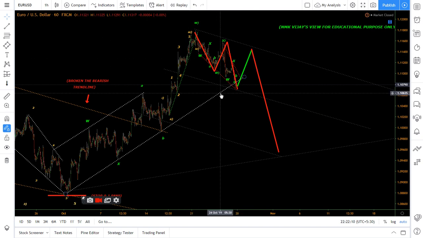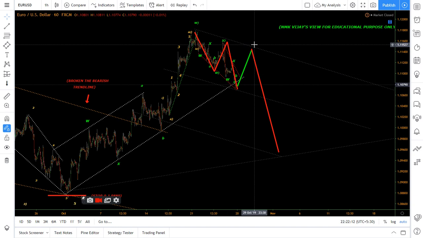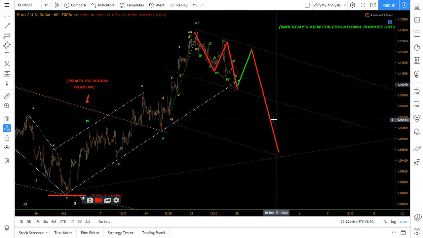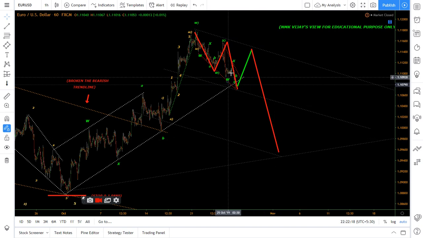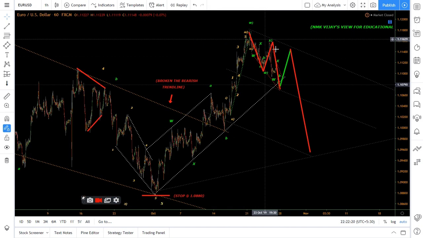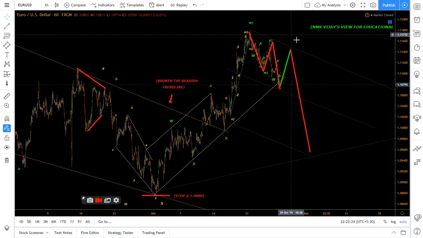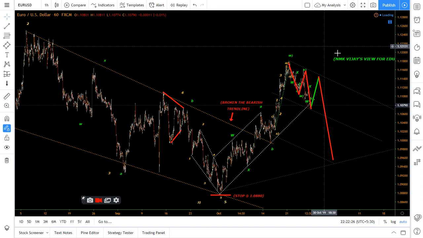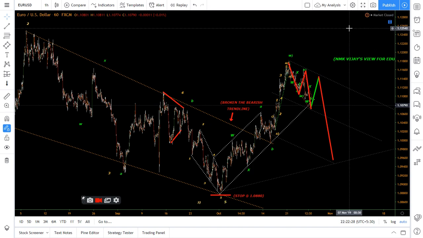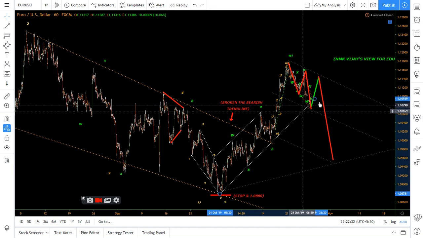So this is my view for the coming week. Either it will go to this zone and then it can fall down, or it will shoot like this also. If the X is completed here, A, B, C, and it has to shoot up to 1.250. So mind that.